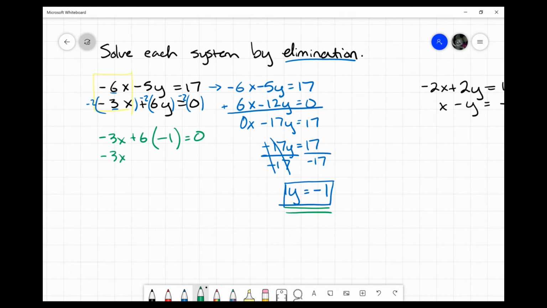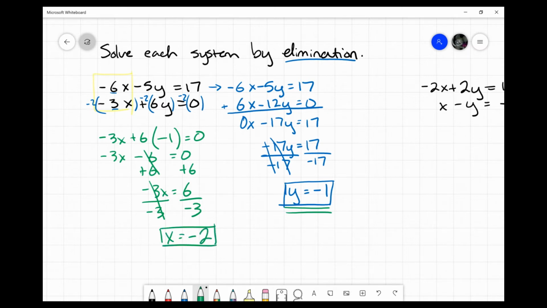Negative 3x, 6 times a negative 1 is a negative 6. And now we need to isolate our x term. So we're going to add 6 to both sides. Negative 3x's equals 6. And dividing by the coefficient, which is negative 3, to get x by itself, 1x is equal to a negative 2.